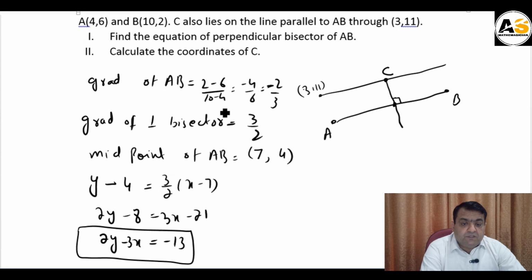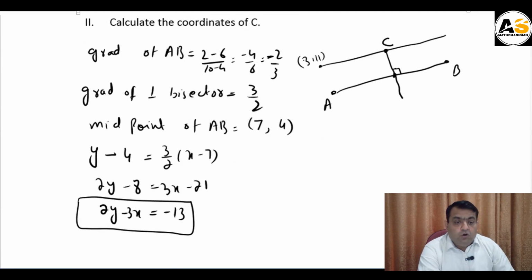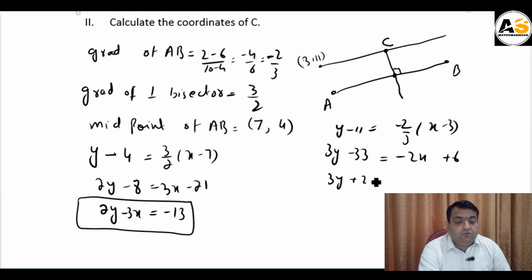C lies on the line parallel to AB through this point. Gradient of AB is minus 2 by 3, so gradient of this line will also be minus 2 by 3. It passes through (3, 11). Rapidly I am finding the equation of this line now. Y minus y1 is equal to m into x minus x1. 3y minus 33 is equal to minus 2x plus 6. 3y plus 2x is equal to 39. This is equation of this line.